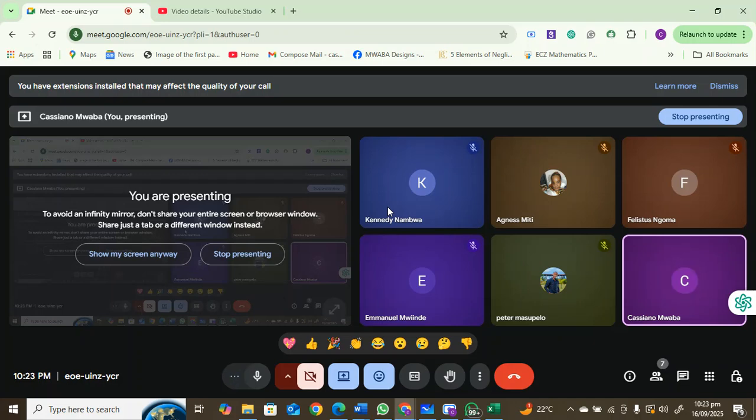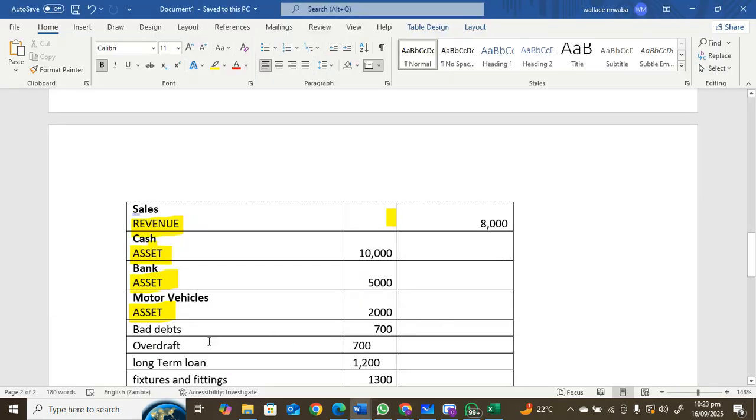This is money that you've lost out. You lend someone money, they don't pay you back. You sell goods on credit to a customer, they don't pay you back. So bad debts is an expense because you've lost money. Sometimes you see it written as debts written off.